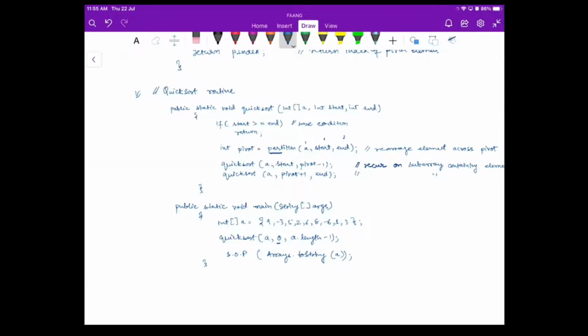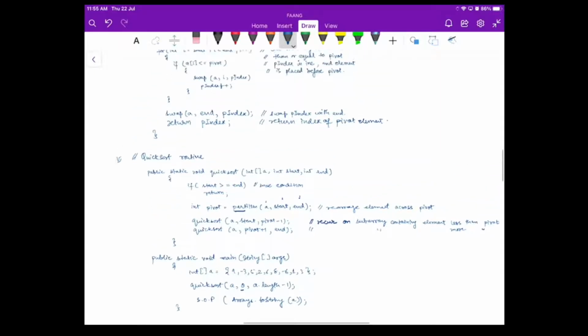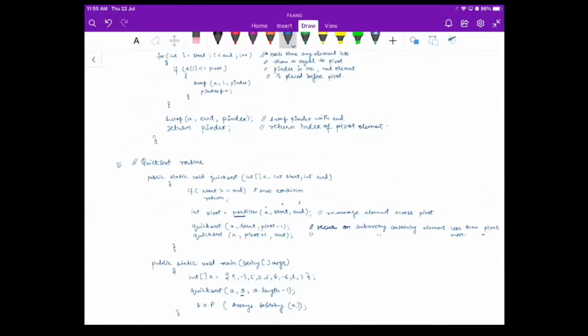Okay, so what it will do, the pivot point will be there. Okay, so what this partition will do, it will return the pivot point and will arrange the whole array as per that point. So as per this pivot point, it will be having the left elements as less than the value of the pivot point, and the right elements more than that of the pivot point.